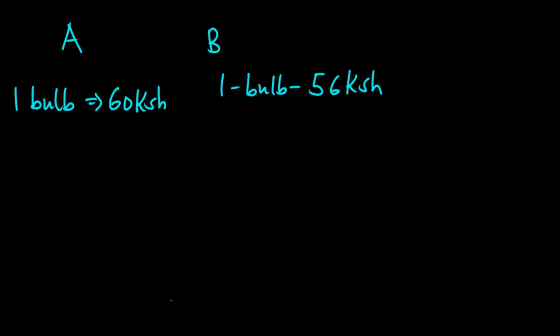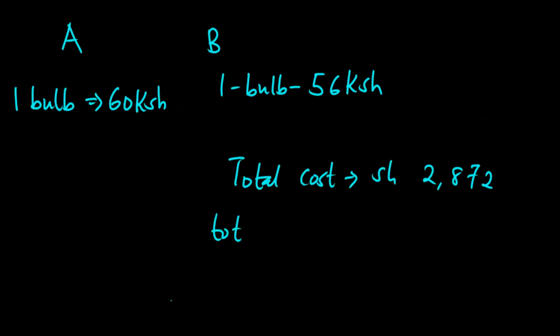And the total cost that she spent was 2,872. So the total cost is Kenyan shillings 2,872, and the total number of bulbs is 50. So now we have this information. How do we go about it? We are going to look for a relationship between this information, between the total number of bulbs and the cost and so on.